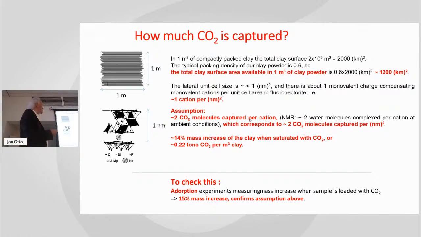Each cation captures, let's say, 2 CO2 molecules. We know that there is about 1 cation per square nanometer on the surface. So if each cation captures 2 CO2 molecules, that means 2 CO2 molecules are captured per square nanometer. If you then add up all this, considering that you have this area available to capture on, you should get a 14% mass increase of the clay when it's saturated with CO2, or 0.22 tons CO2 per cubic meter captured, just by this estimate here.